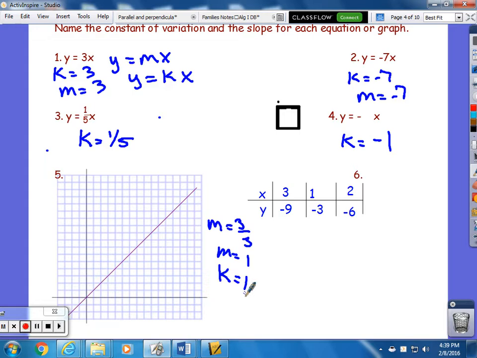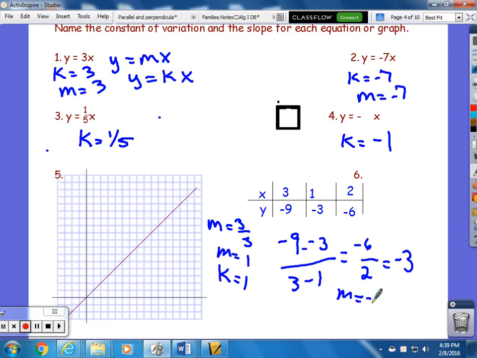Here, when we're given a pattern, remember the difference in y over the difference in x. So we can say -9 minus -3, I'm using the slope formula, over 3 minus 1. So that's -6 over 2, which is -3. So here, my slope is -3. K is -3. So if I were to write this equation, it would be y equals -3x.